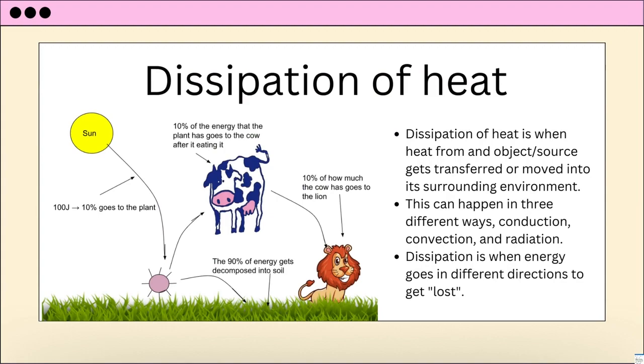Dissipation of heat. Dissipation of heat is when heat from an object source gets transferred or moved into its surrounding environment. This can happen in 3 different ways: conduction, convection, and radiation. Dissipation is when energy goes in different directions and gets lost.